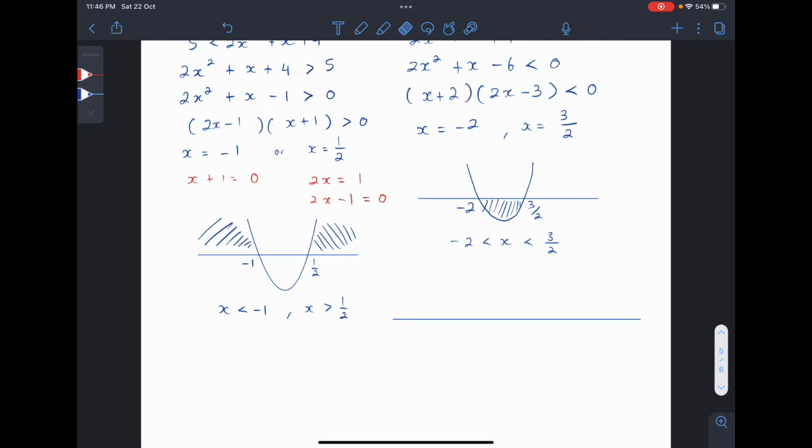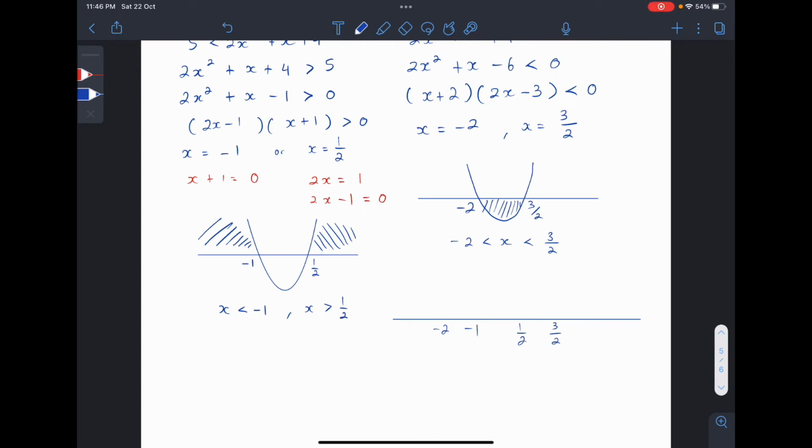We are going to put them on our number line right now. So negative 1 goes here, negative 2 over here, 1/2 comes after, and finally 3/2, maybe somewhere around here. Okay, so first of all, x is less than -1.